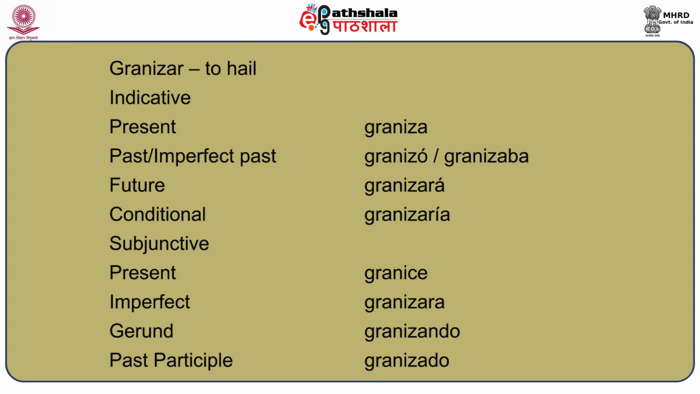Present subjunctive granice, imperfect subjunctive granizara. Keep in mind the present subjunctive form of the verb as there is a change of the letter Z to C, granice. The gerund form is granizando and the past participle is granizado.